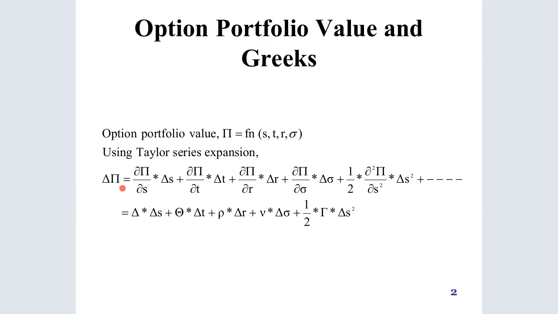And then using a simple mathematical argument of a Taylor series expansion, the change in the value of the portfolio pi can be written down in that fashion. What you therefore see is that a change in the value of the portfolio with respect to spot is delta, with time is theta, with interest rate is rho, with volatility is vega, and I also write down the second order term with respect to spot, and that is gamma.